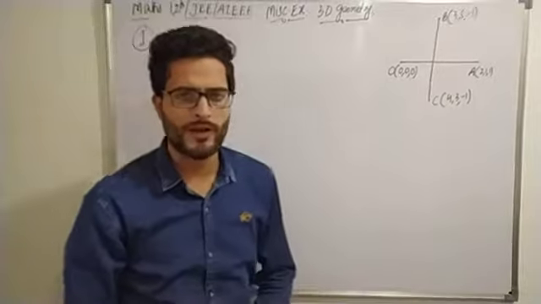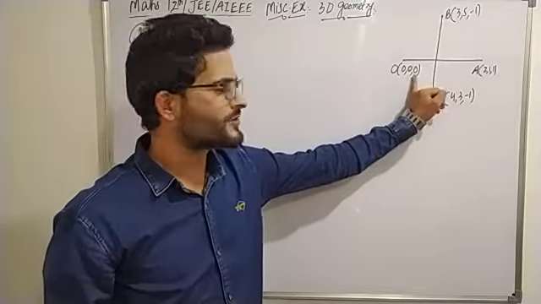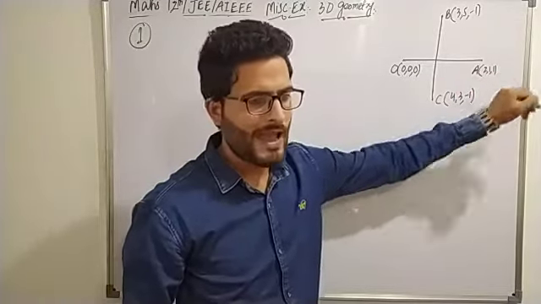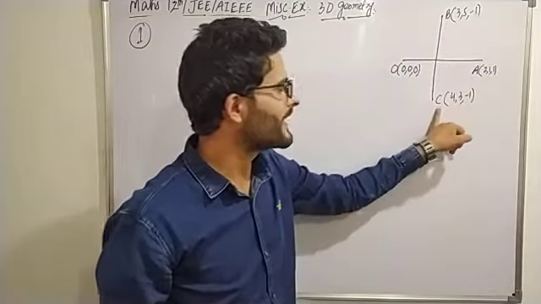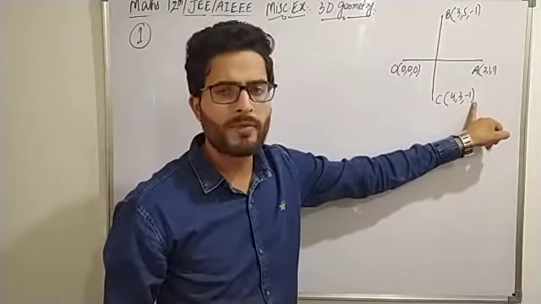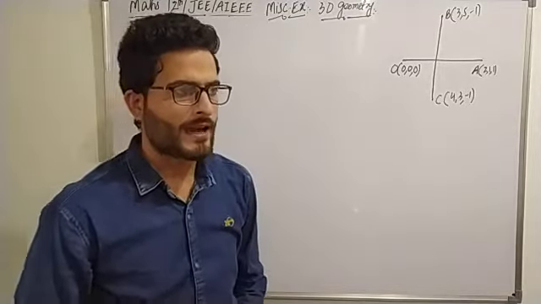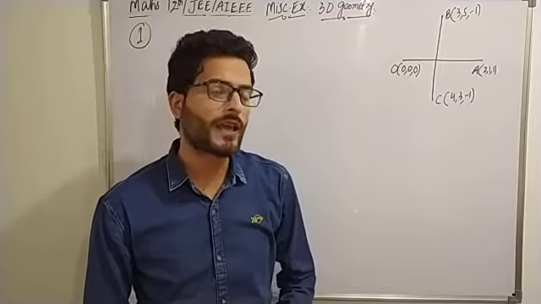is passing through the points. One line is passing through the points O of 0, 0, 0, that's the origin, and A of 2, 1, 1, and the next line is passing through the points B of 3, 5, minus 1 and C of 4, 3, minus 1. These are the two lines which are passing through 2 points, and we have to prove that these two lines are perpendicular to each other. So how we can prove?